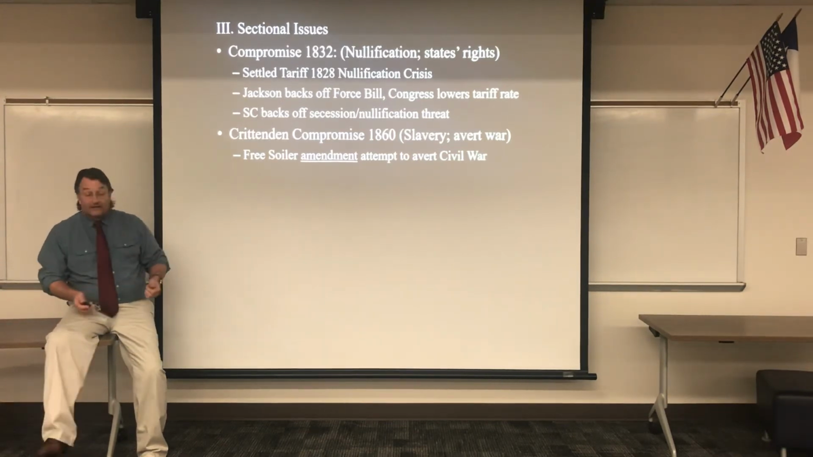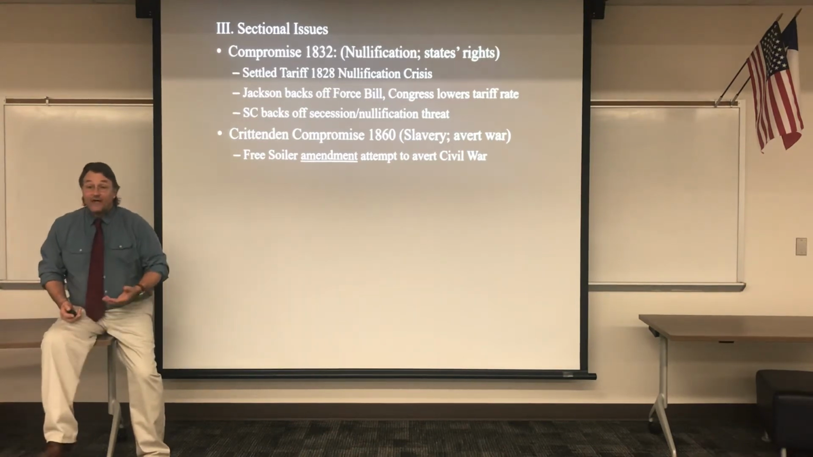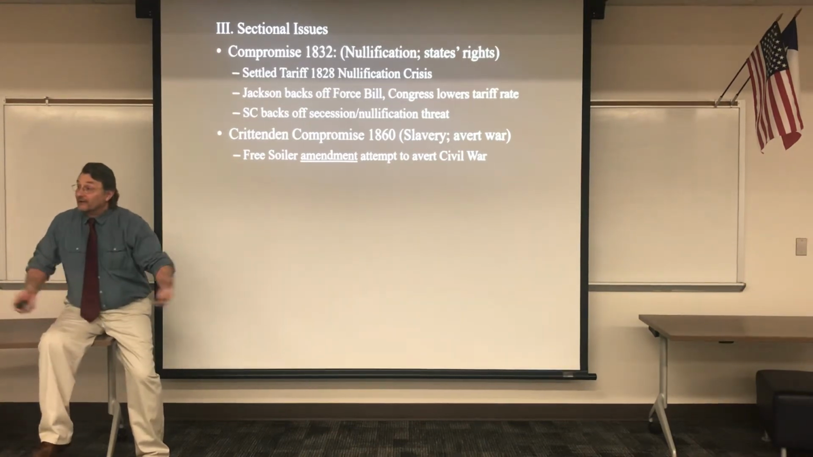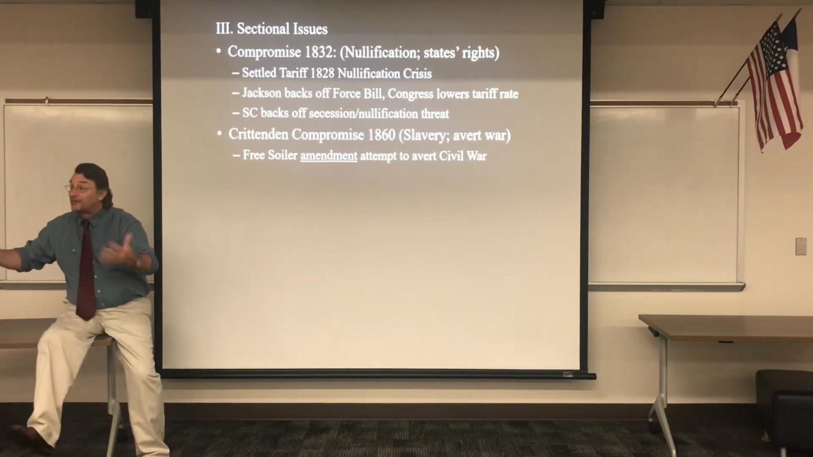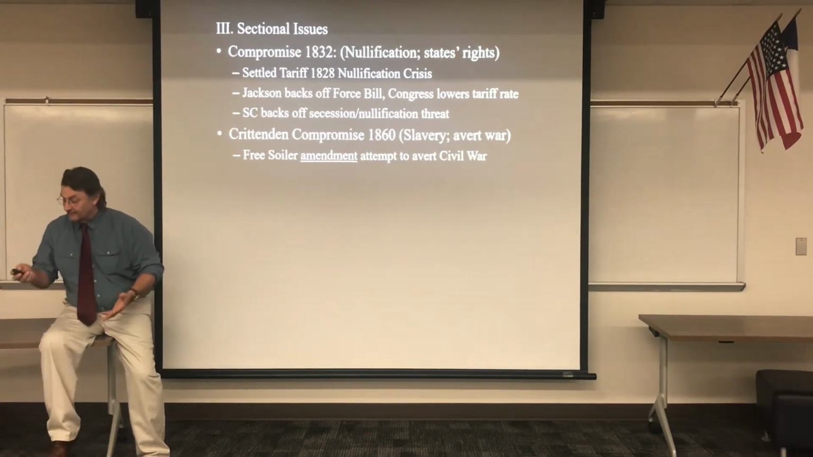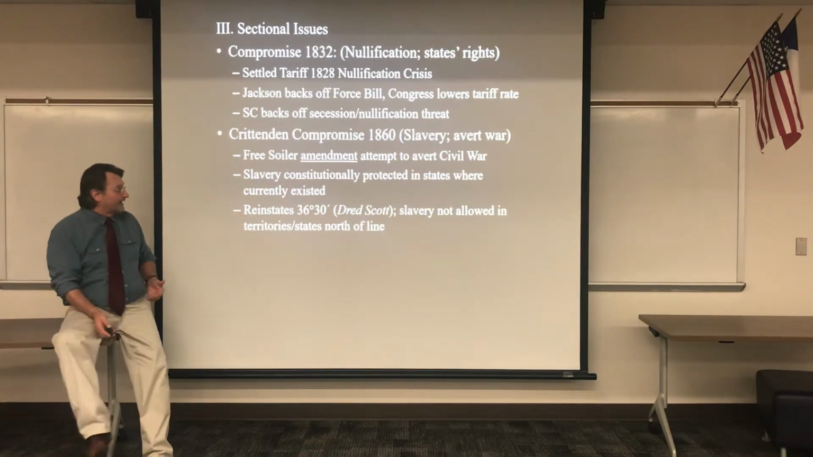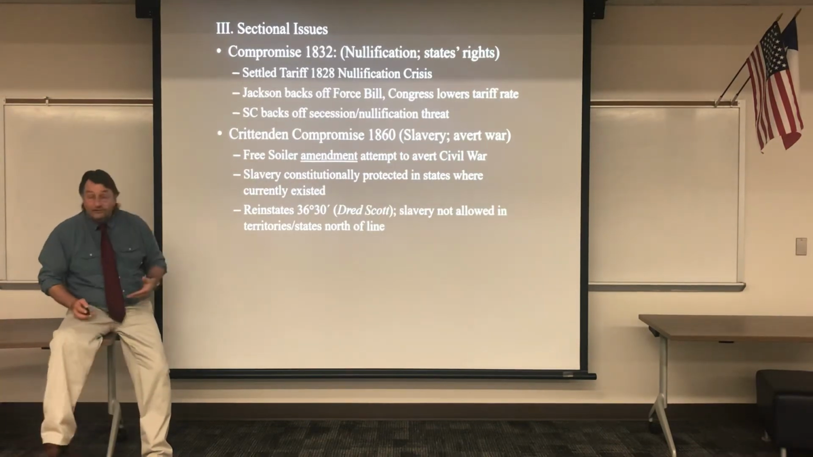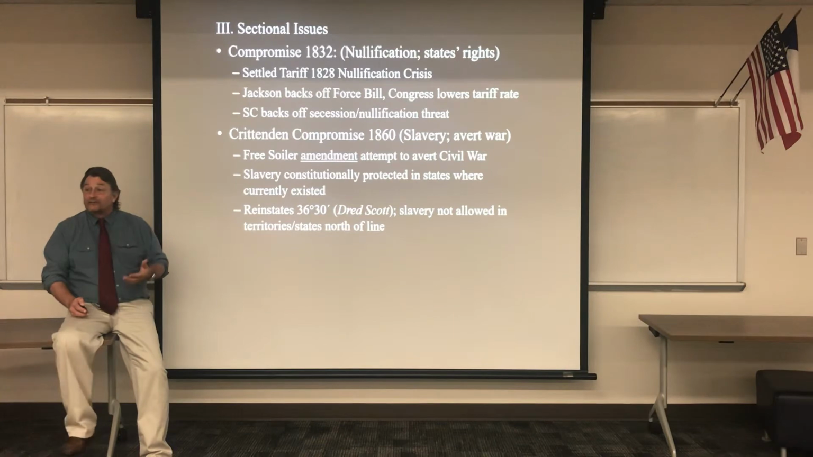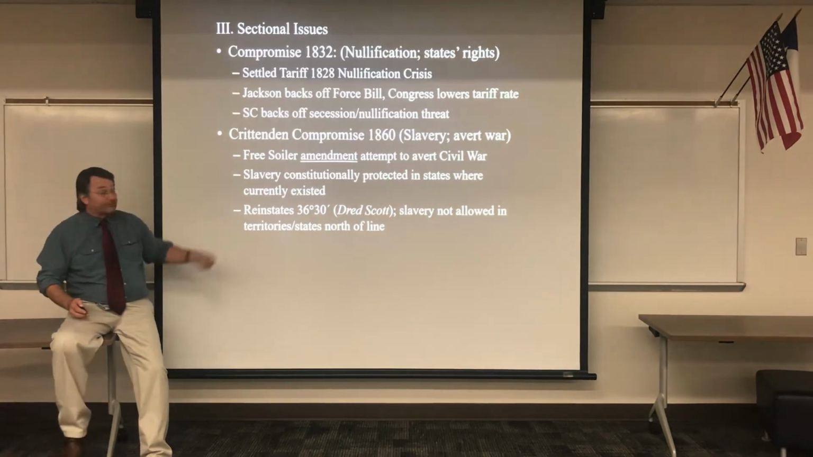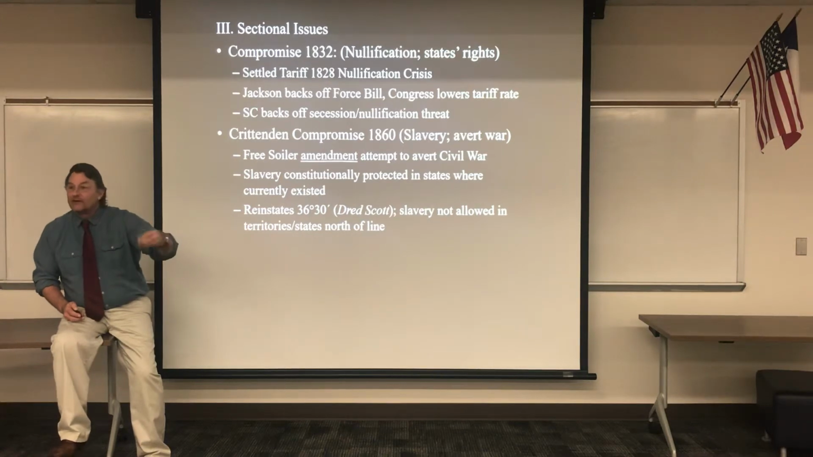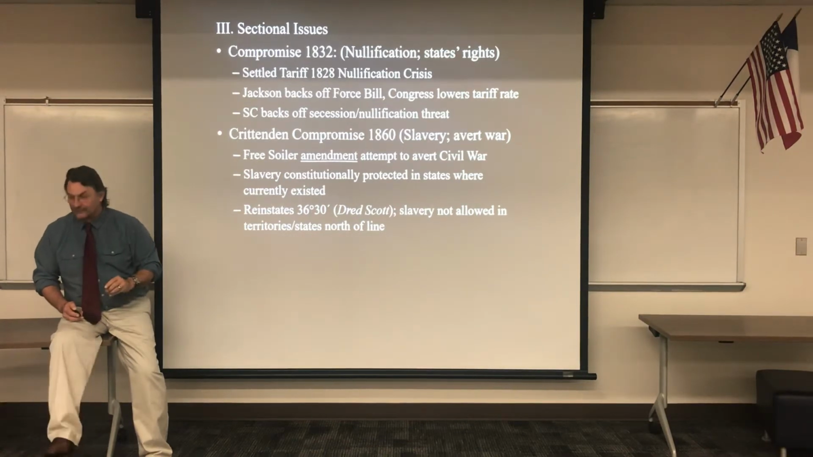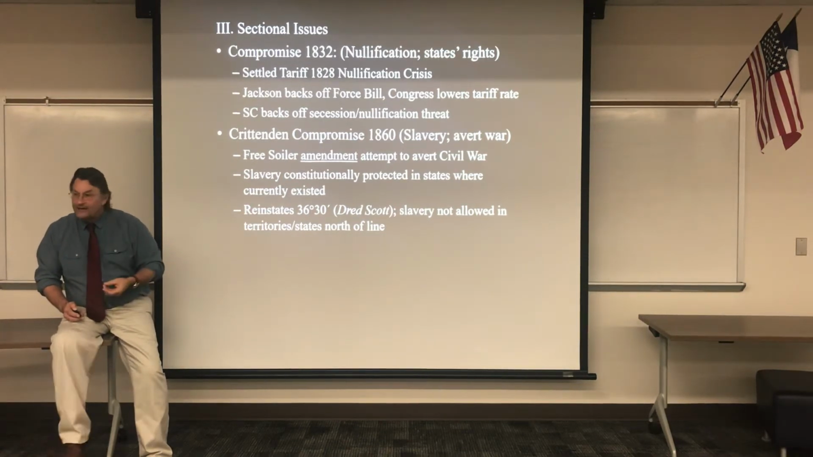What Crittenden is saying is the issue is the spread of slavery. Then let's not let it spread. Let's let Southerners have their slaves where they already have them, in the South. That's where they've always been. Let's just stop the spread of it. So that's the basis of it. What they're going to say is we're going to reinstate 36-30. Everything below that line, slavery will be legal and protected by constitutional amendment. Everything above that line, no.